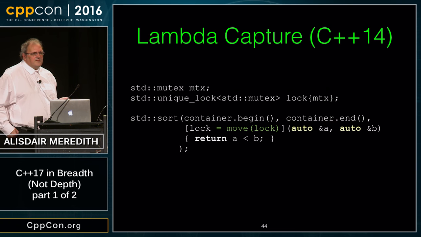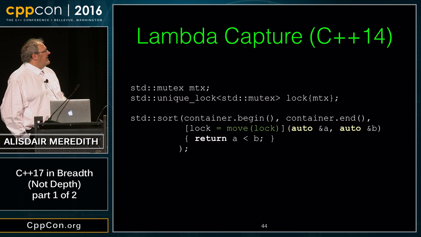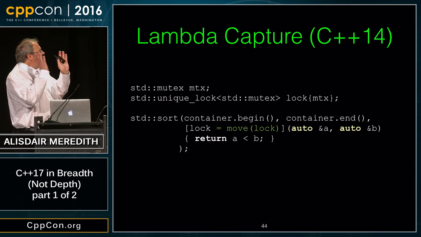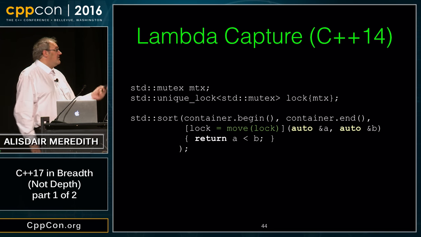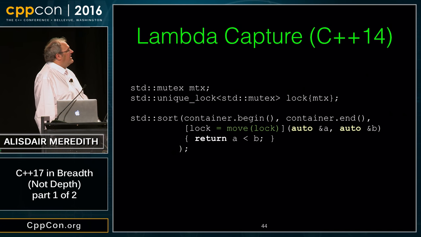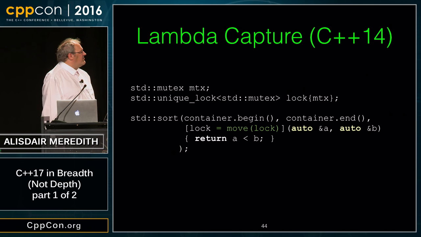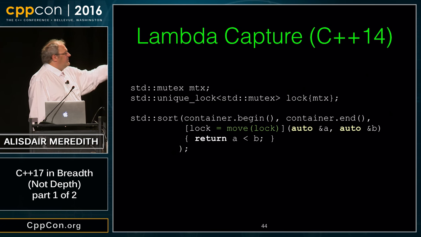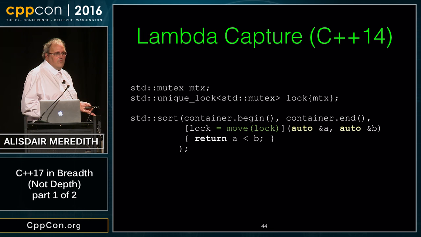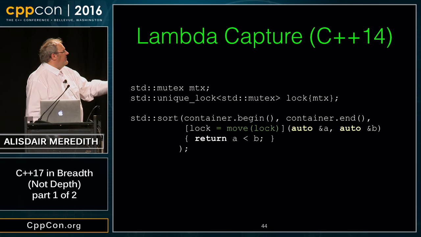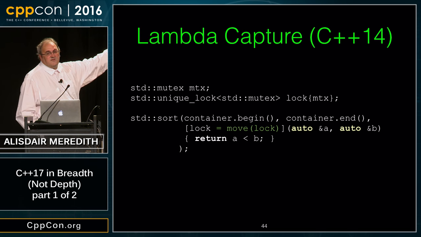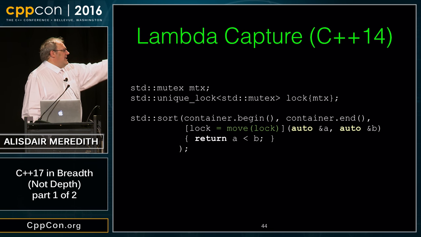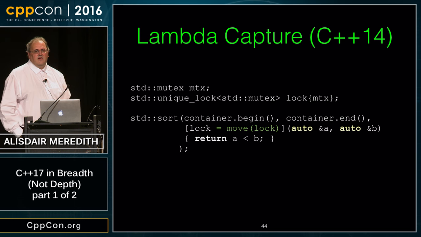The other thing we got from C++14 is lambda capture, where I can use an initialization expression to initialize the captures. Classic example usually given here is I'm calling a sort algorithm. I want to have the lock over that whole algorithm while I'm calling my function. So I'm going to have a lambda, and I'm going to move the unique lock into the lambda. So the lambda now owns a lock. And when the algorithm is done, it destroys the lambda and the lock goes away.